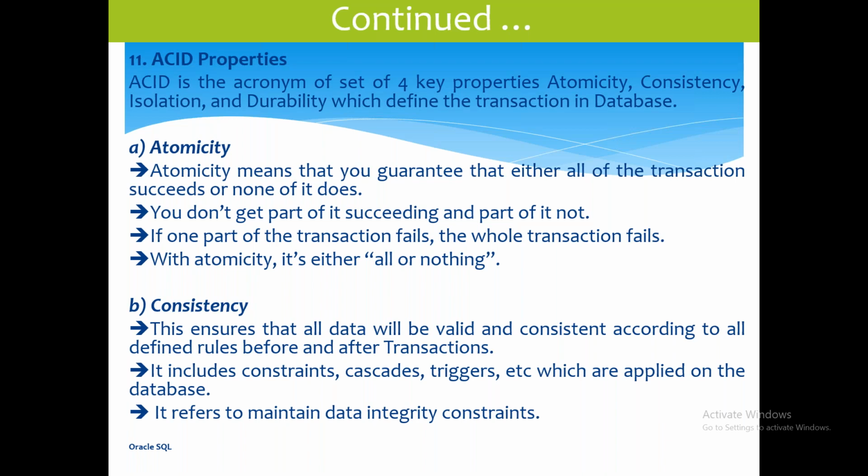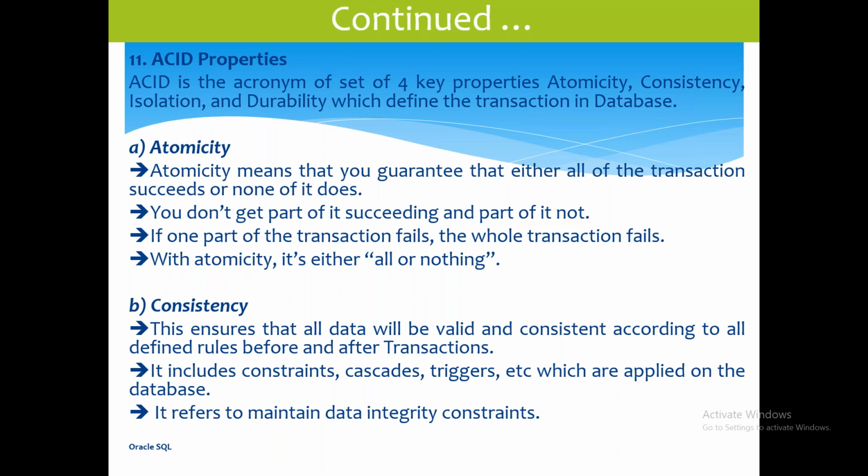Okay, next is ACID properties. Here ACID also has a full form: A for atomicity, C for consistency, I for isolation, D for durability. These 4 key properties are had by a database: atomicity, consistency, isolation, durability. You need to remember the full form of these 4 words, and then just 1 or 2 lines of explanation of each. That is enough for this question.